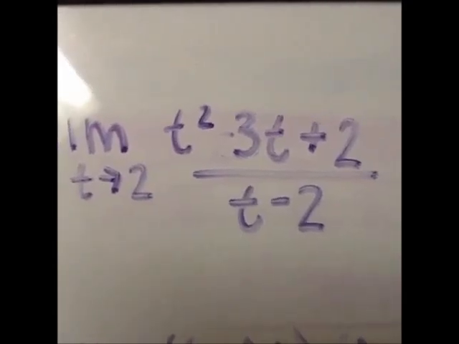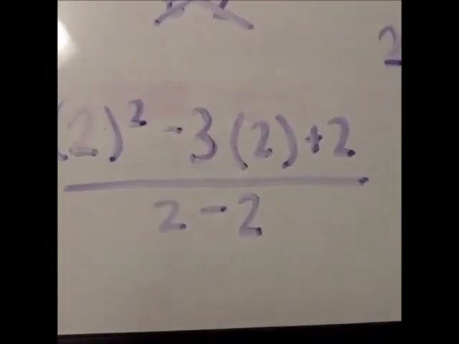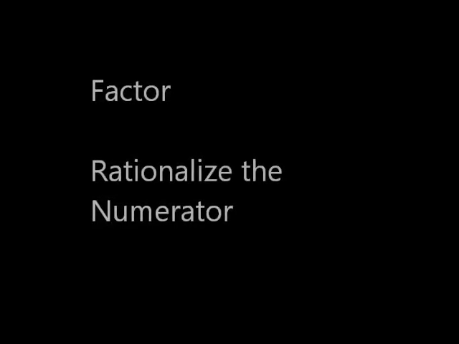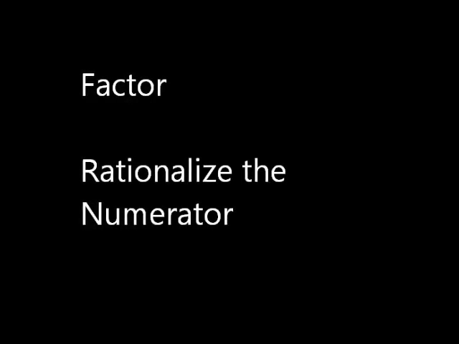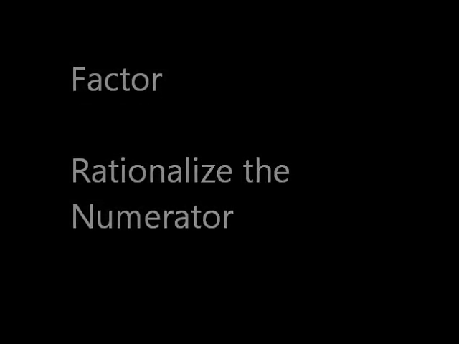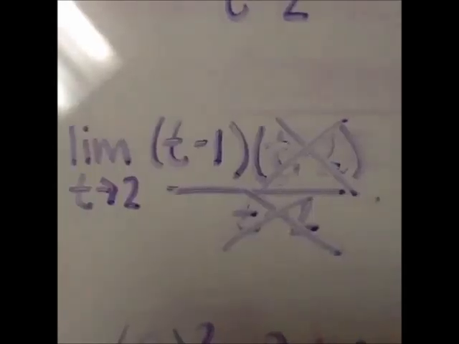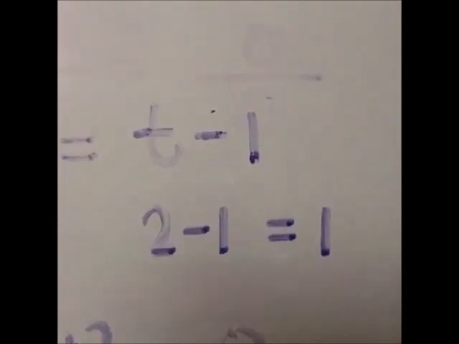Sometimes when you plug it in, you are left with a 0 on the bottom of the equation, which means that there might be a hole in the graph. So in order to compensate for that, you have to either factor the equation or you can rationalize the numerator. In this example, we're going to factor, and when we factor it out, we are left with the limit equals 1.